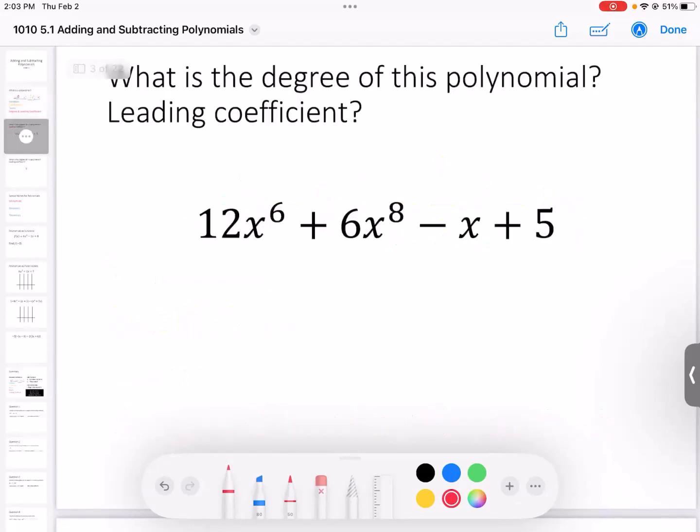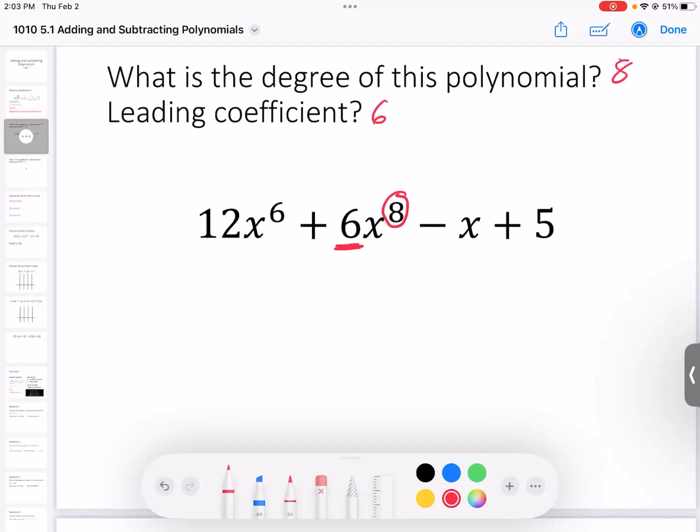In this polynomial, what is the degree of it? Raise your hand if you know. I think I heard someone say it. Yep, it would be 8 in this case because that's the largest exponent. And what would the leading coefficient be? Yep, it would be 6 because that's the number that's multiplied by the term with the largest exponent.